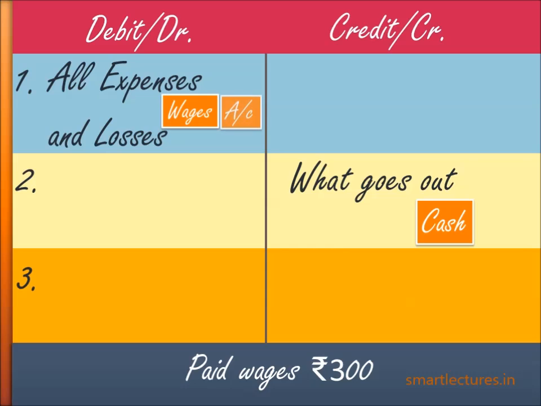Now use the suffix as account. Means wages account, on credit side cash account. Now use the prefix to on credit side. So on debit side wages account, on credit side to cash account.